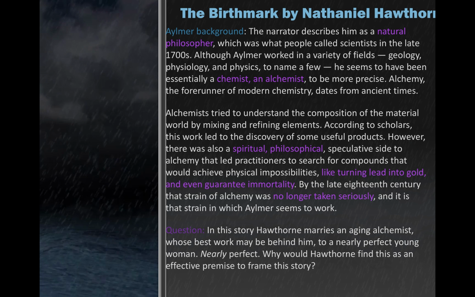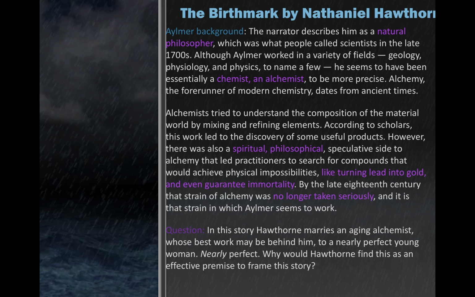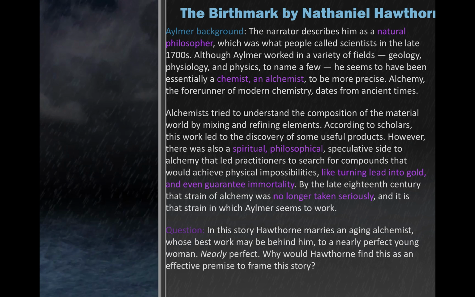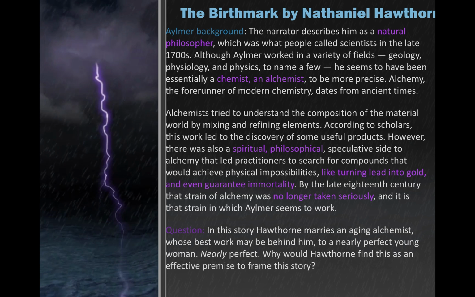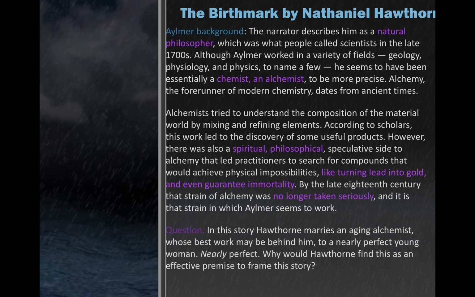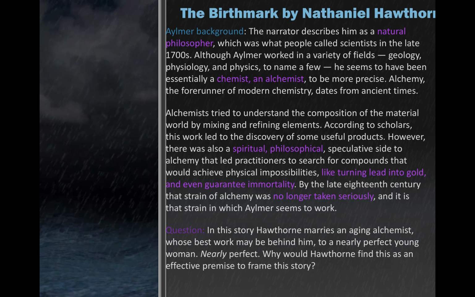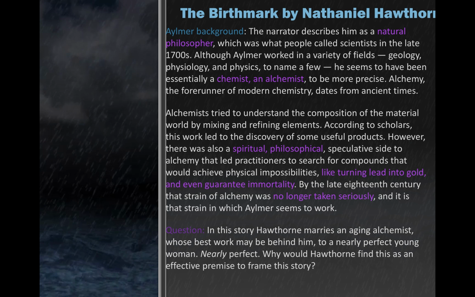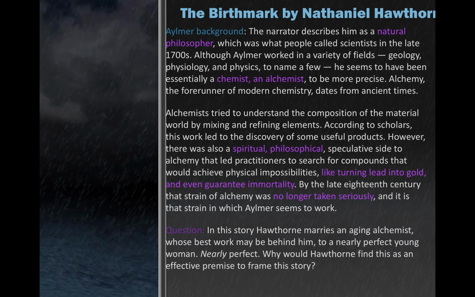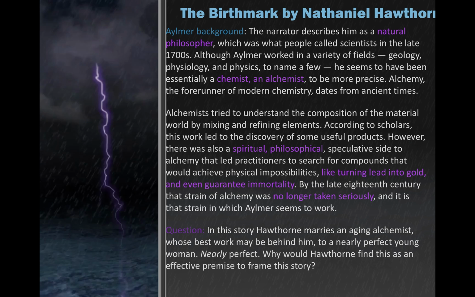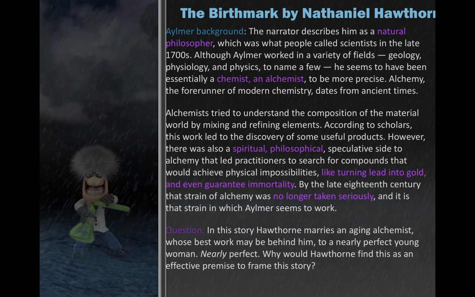So, question to think about at this point is, in this story, Hawthorne marries an aging alchemist whose best work may be behind him, to a nearly perfect young woman. Nearly perfect. Why would Hawthorne find this an effective premise to frame his story? So think about, what about that would interest Hawthorne based on what we know about his background and the historical background of the time? Why would that be a situation he would want to explore?